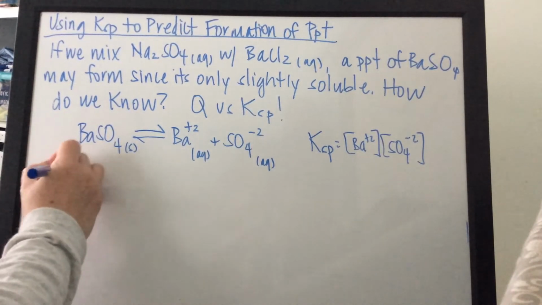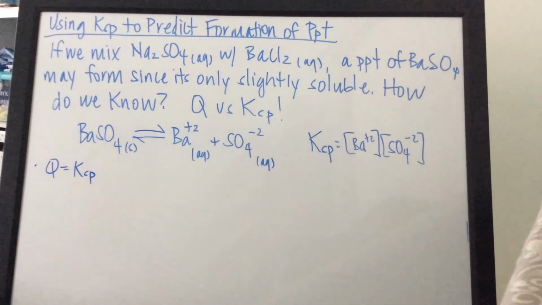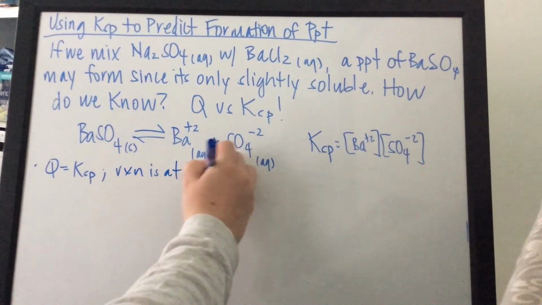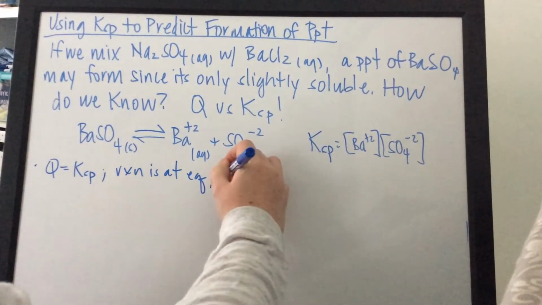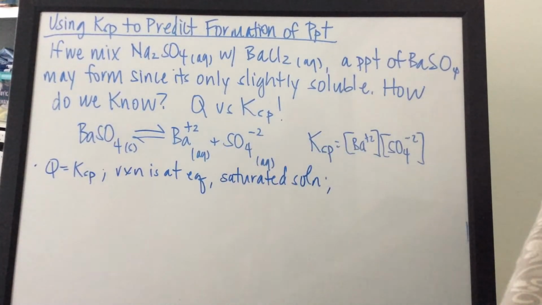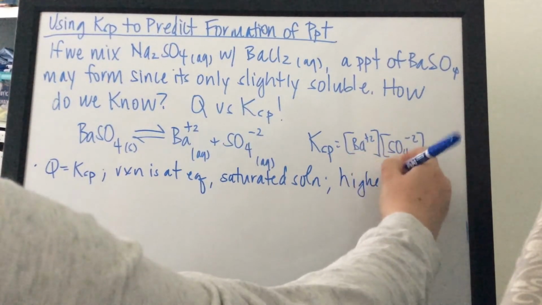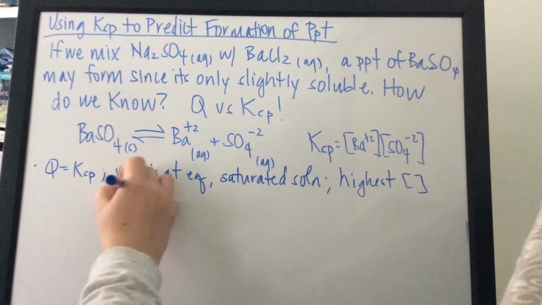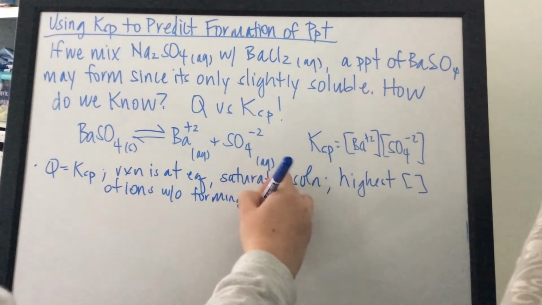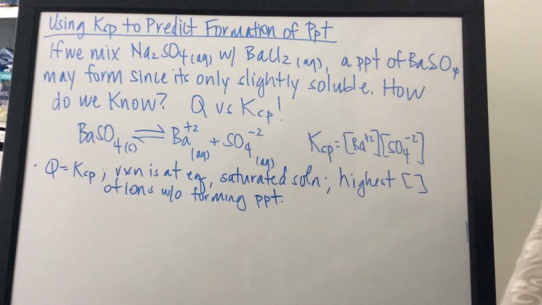So first, Q can equal KSP. If that's the situation, just like before, the reaction is at equilibrium. And what this means is it's a completely saturated solution. It's the highest concentration of the ions without forming a precipitate. So if your Q value equals your KSP value, your reaction is at equilibrium, there would be no precipitate, but that would be the highest possible concentration of the ions.